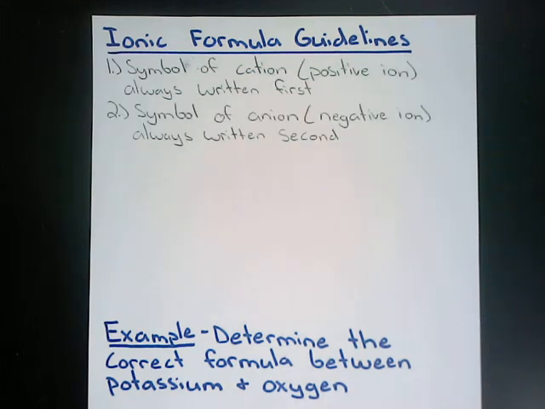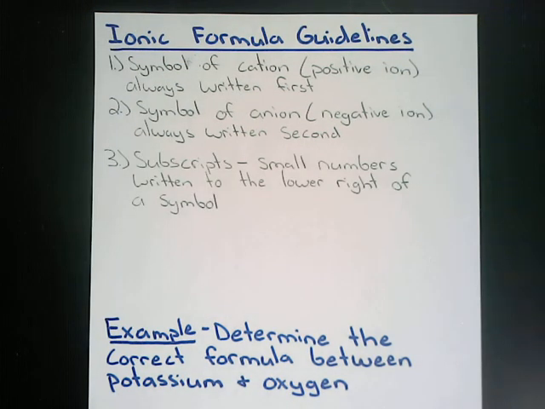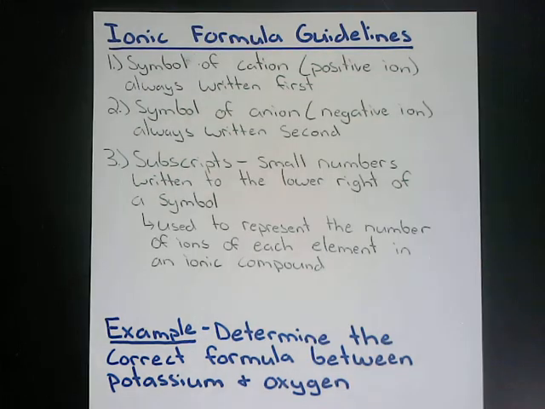Third, if needed, we must include subscripts, which are small numbers to the lower right of our chemical symbols. These subscripts represent the number of ions of each element in an ionic compound. We also need to be aware that if no subscript is written, it is assumed to be 1, meaning the number of ions present in the formula is assumed to be 1.